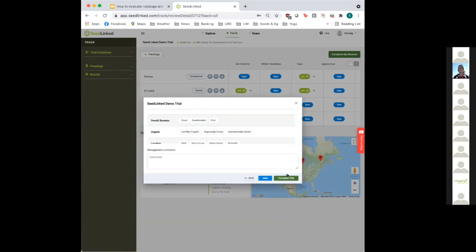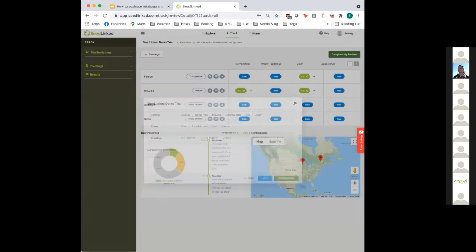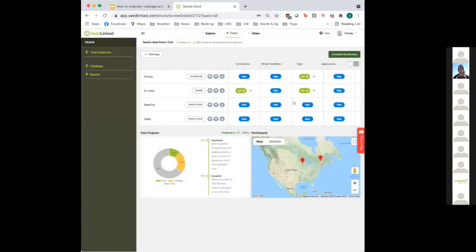If you continue, it asks you some questions about the overall trial site. So how you managed it, whether you fertilized it, whether you applied any pesticides, general soil quality, anything out of the ordinary about your climatic conditions that season, and then you will complete the trial. I won't do that for right now, but that's a general walkthrough.